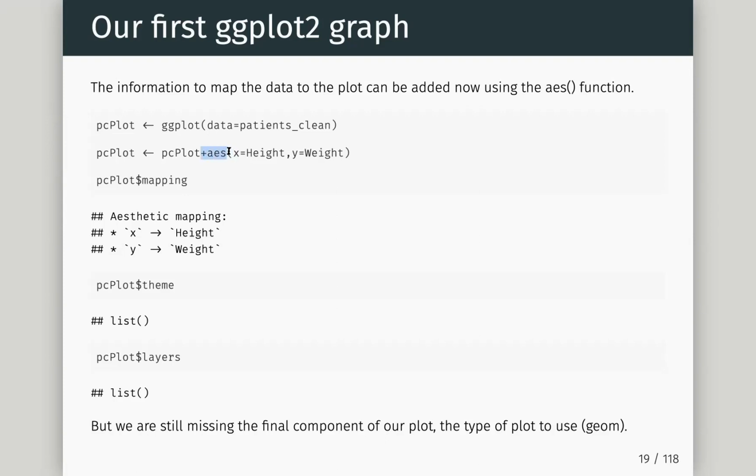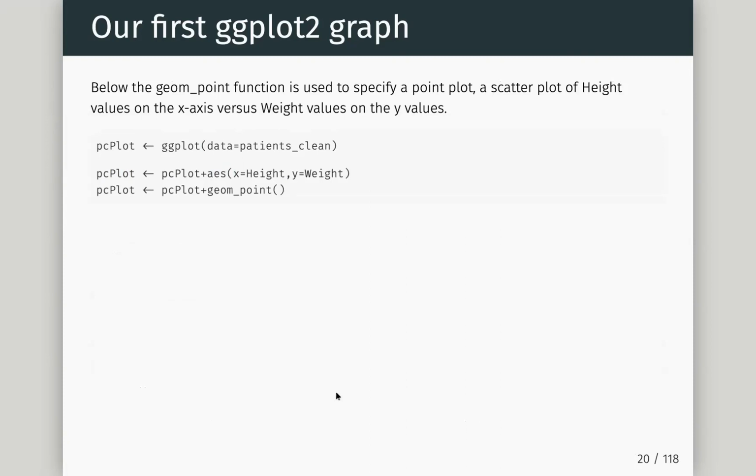So here I'm going to tell it the aesthetics using this AES function, map X to the height, Y to the weight. Now, if I look at that mapping element inside my object, we can see X is mapped to height, Y is mapped to weight. I still don't have a theme. I still don't have any layers. This is my geom. So in order to complete my ggplot, I just need to add this final thing.